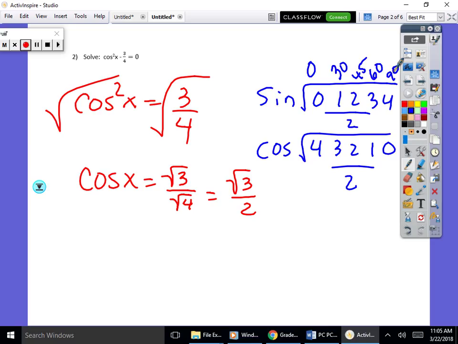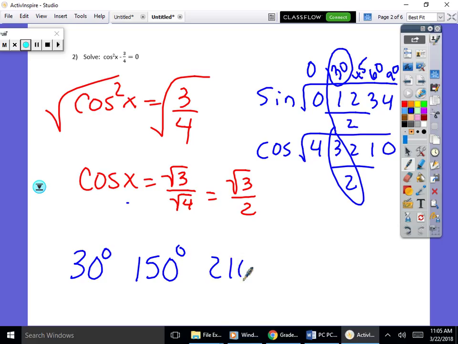So I'm looking for cosine, square root of 3 over 2, which is right here. So follow it up, it's a what? It's a what? 30, okay? So I'm going to list out all the 30s. So we have 30, we have 150, we have 210, and we have 330.